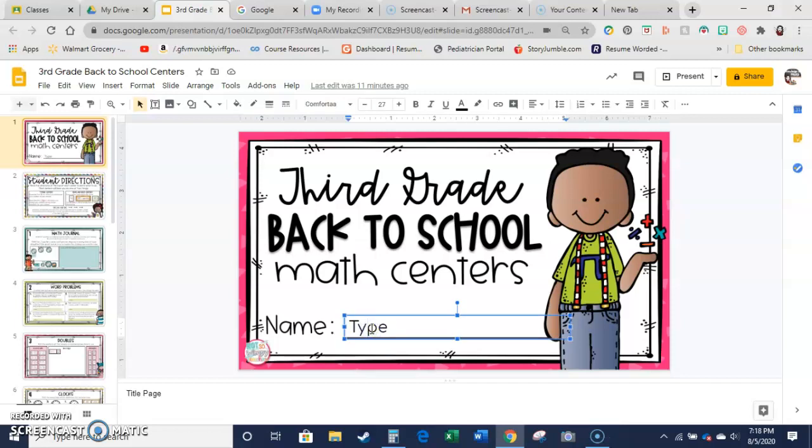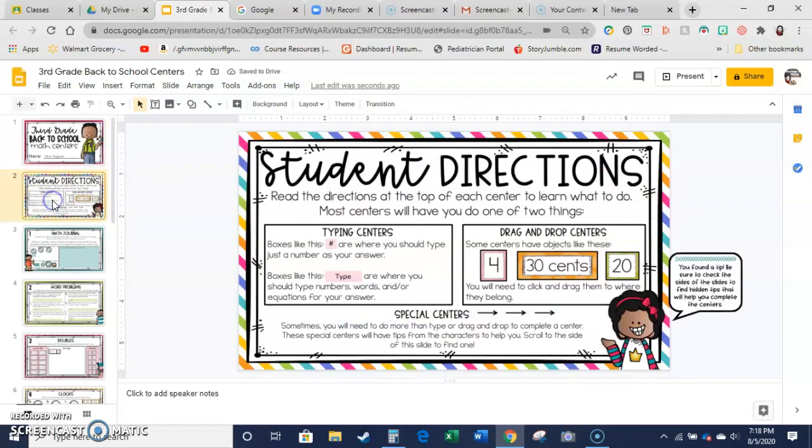When you click on it and open it up, it will ask you to type your name. This is very important to type your name. I want you to highlight the word type and then type your name into the line. Then head over to slide number 2.